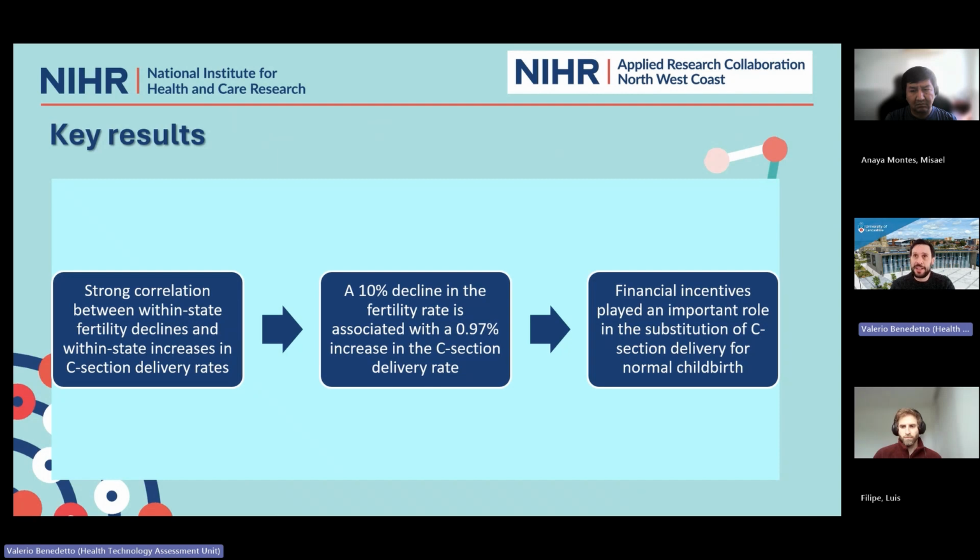Now, the authors also underlined that financial incentives played a role, maybe not a so prominent role. They quantified that financial incentives, for example, contribute to explaining between 16 and 32% of this substitution. So there are, of course, other factors which are important, and the authors took them into account in their statistical analysis.